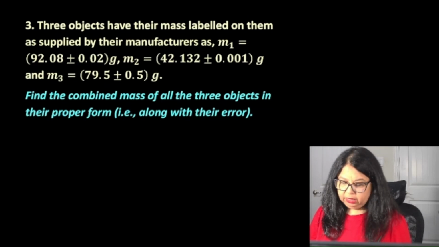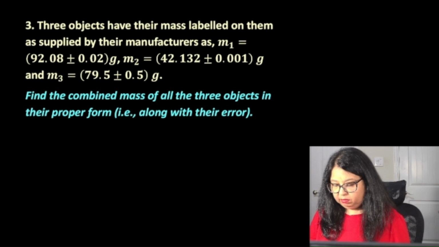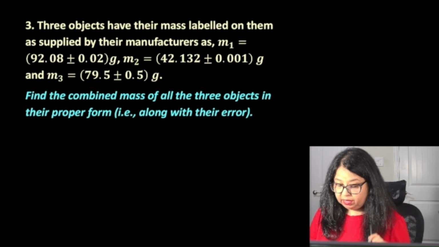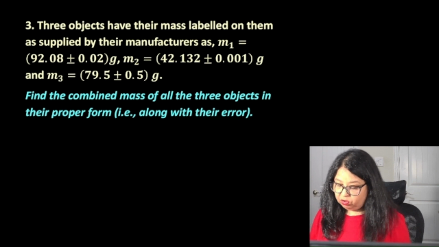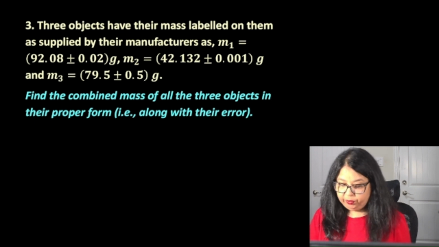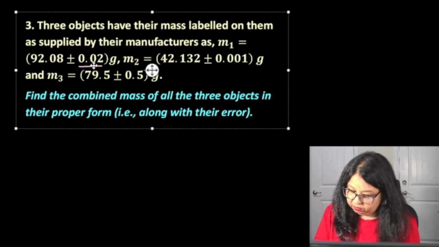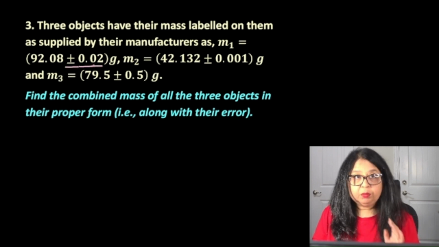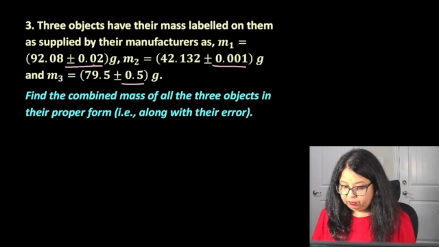Problem number 3. 3 objects have their mass labeled on them as supplied by their manufacturer as M1, its value is given, M2, its value is given, and M3, its value is given. Find the combined mass of all 3 objects in their proper form, that is, along with their error. So, error. As you know, error is this number, which is written after plus minus. So these 3 values are the errors.